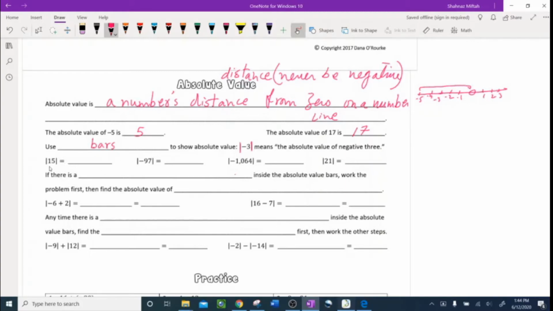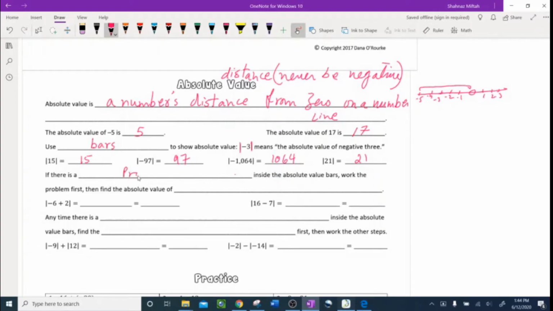Let's do this one. The absolute value of 15 is going to be 15. When you take it out from the absolute bars, it's positive because it is already positive. The absolute value of negative 97, if I take it out from the absolute lines, turns positive 97, because that's my answer. You can't say the answer is negative. Again, positive stays positive and negative turns positive.